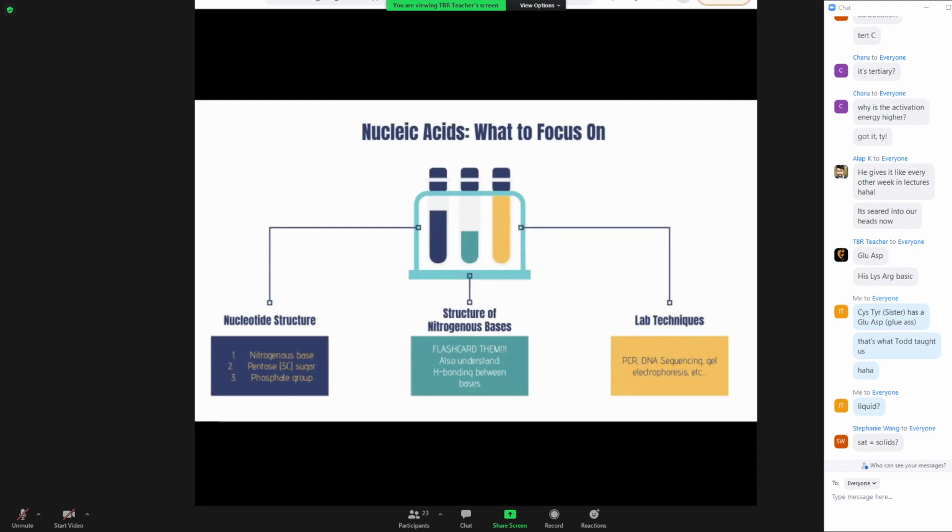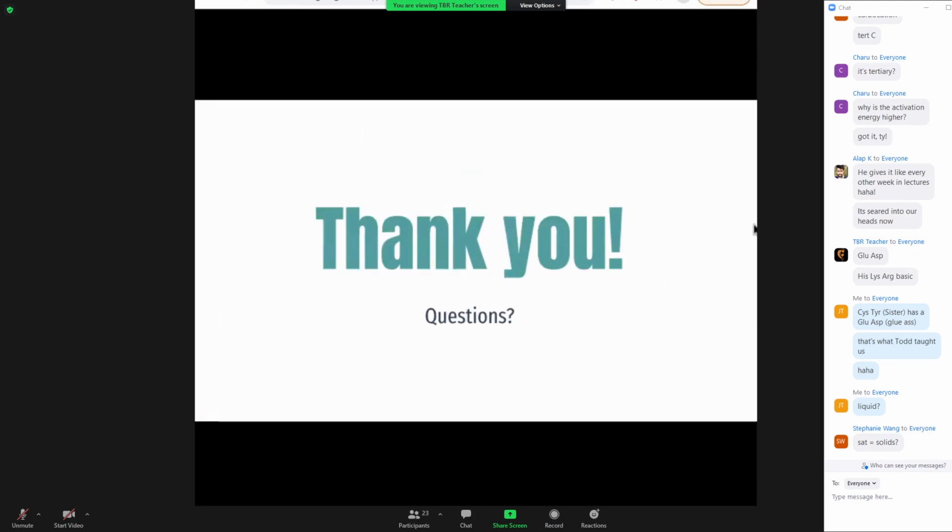And then, of course, understand your lab techniques. So PCR, DNA sequencing, gel electrophoresis, super important. But yeah, that is all for today.